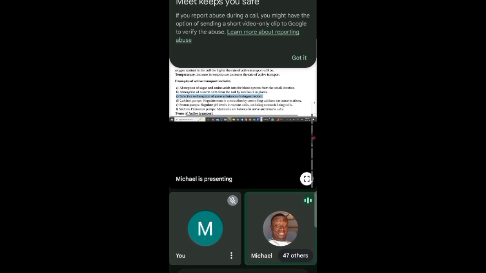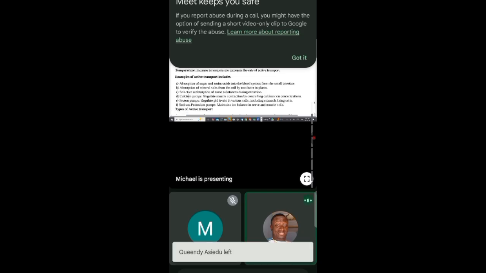Now we have what we call calcium pumps. So we have potassium pumps, calcium pumps. This calcium pump, remember calcium helps the bones become stronger. It also helps in the contraction and relaxation of our muscles. So calcium pumps also regulate muscle contraction by controlling calcium ion concentrations. So we need calcium not just for our bones and our teeth; it also helps in the contraction and relaxation of our muscle fibers.